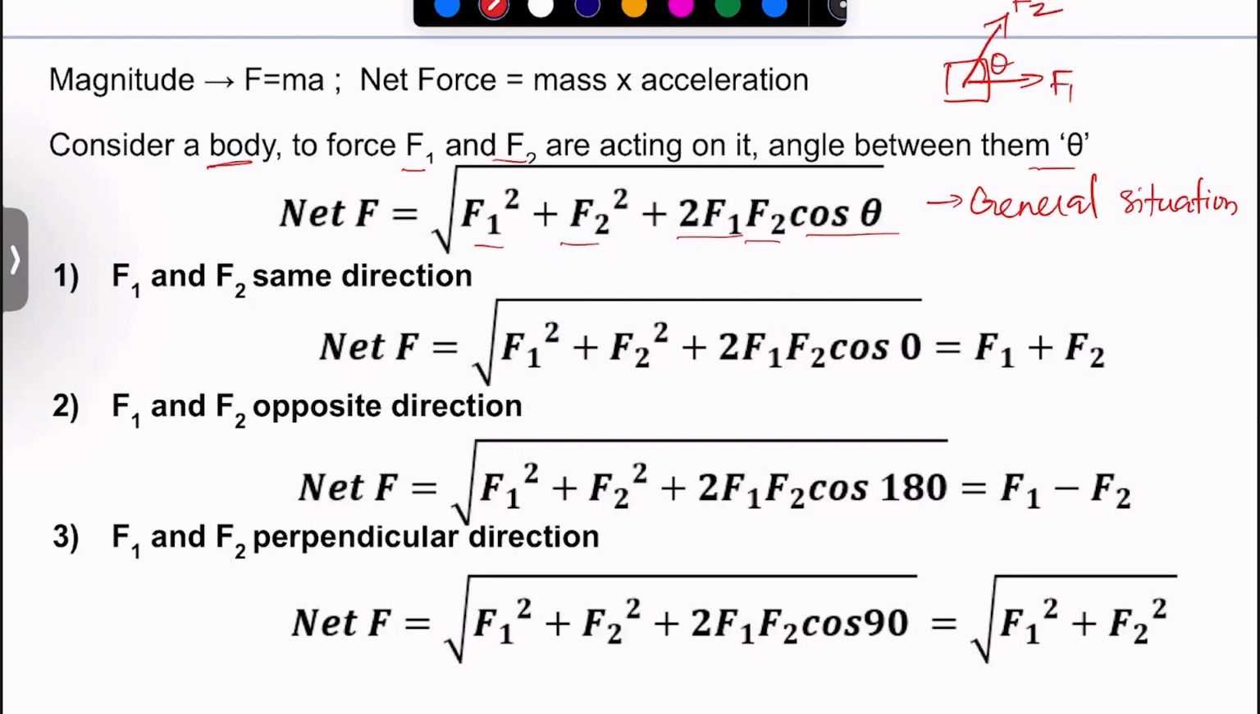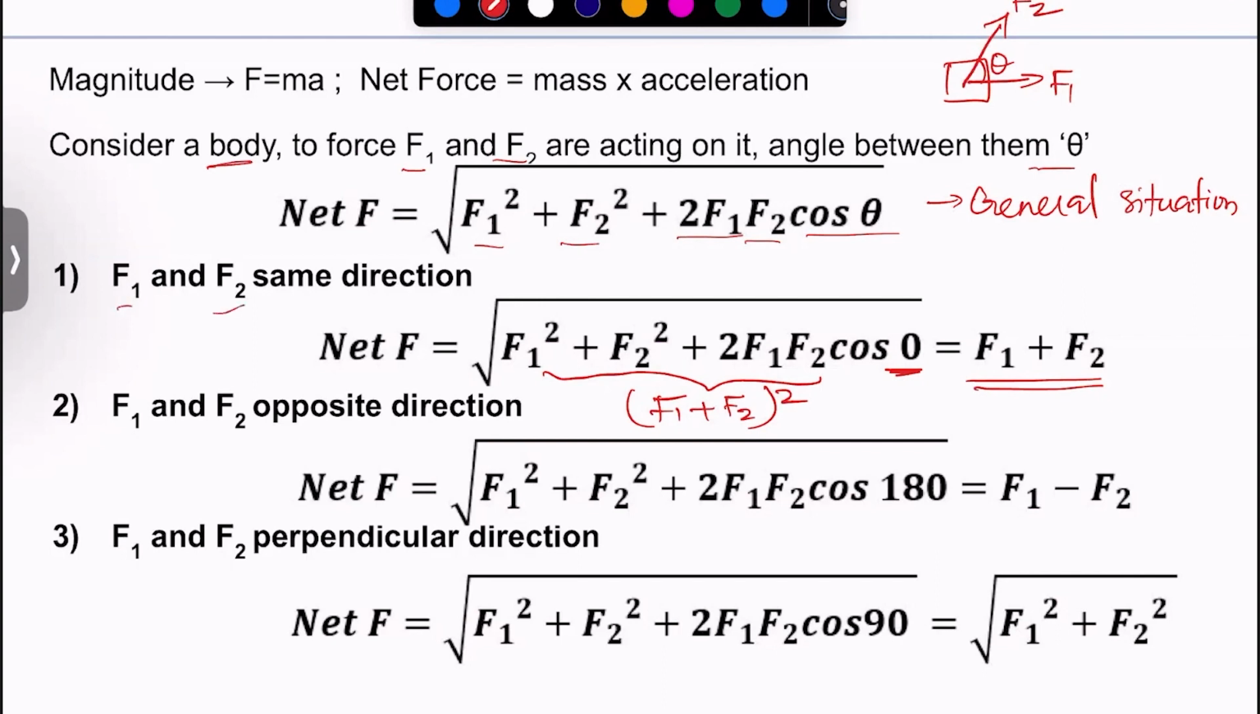Now, what if this F1 and F2 are acting in the same direction? Then the angle theta will become 0. Okay, so cos 0 is what? Cos 0 is 1. So F1 square plus F2 square plus 2F1F2 will become F1 plus F2 the whole square. When you take the square root of it, that will become F1 plus F2. So that is how you get the net force F1 plus F2 when two forces F1 and F2 are acting in the same direction.